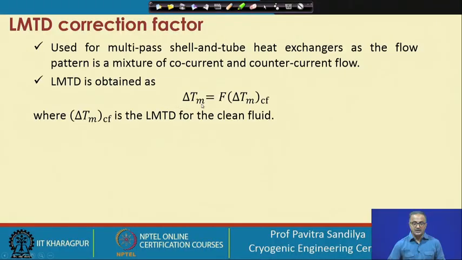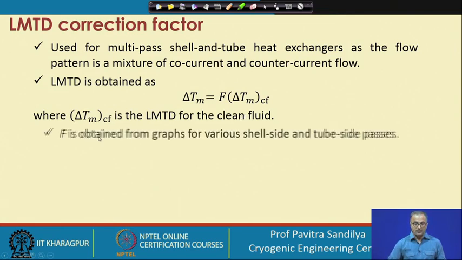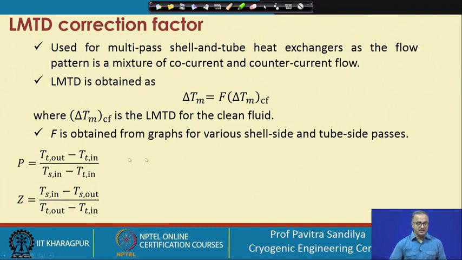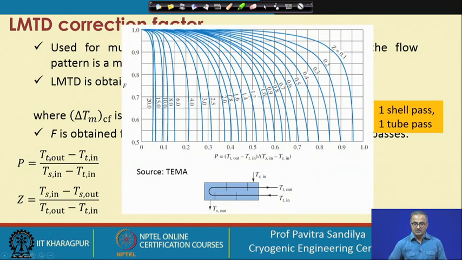So the LMTD is modified by taking this factor F, and here CF is the one with the clean fluid. This F is obtained from graphs for the various shell side and tube side passes. Now if we define these two parameters P and Z like this, we have various graphs, and these are given in TEMA.